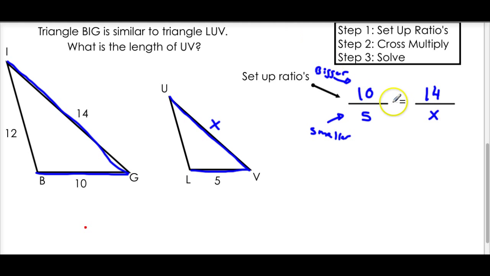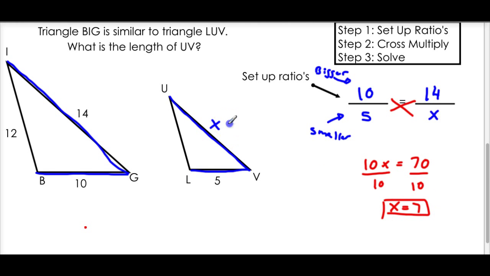Now to solve this, you might remember from our last lesson, we just have to do some cross multiplying, all right? Just do a little cross multiplication. So 10 times X is 10X. 5 times 14 is 70. To solve for X, we're just going to divide both sides by 10, and we get X is equal to 7. Now let's see if that makes sense.